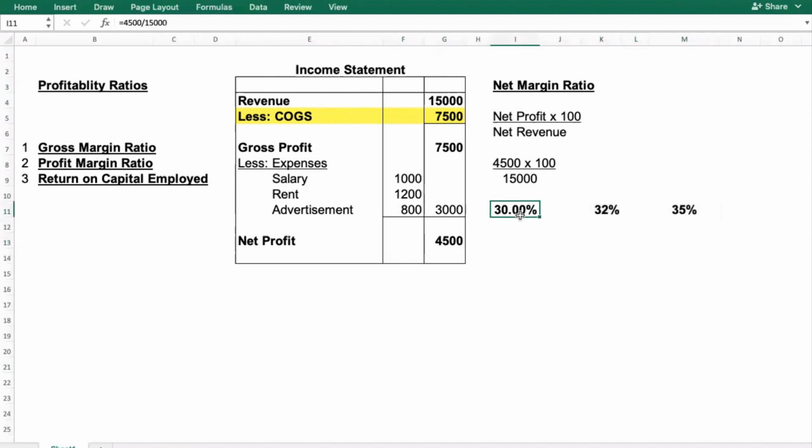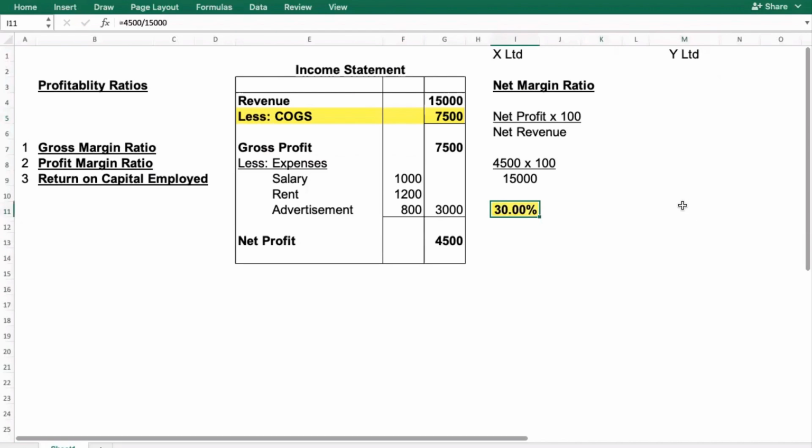And this net margin ratio we will compare with other businesses in the same industry. So let's say there are two businesses. My business name is X Limited, and there is another competitor, Y Limited. So this year my net profit margin is coming to how much? 30 percent, right?